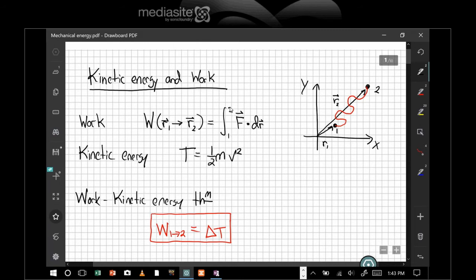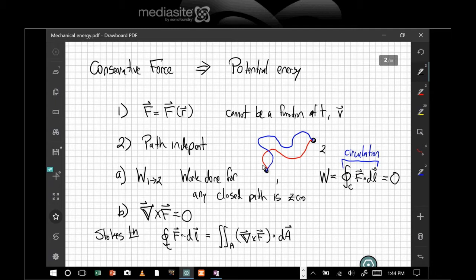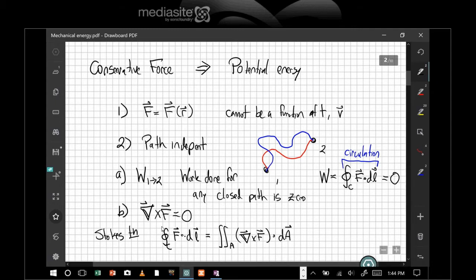Kinetic energy is the energy associated with motion. And then the work-kinetic energy theorem says that the work done by any kind of force changes kinetic energy. We define a conservative force. A conservative force only depends on position, does not depend on time and velocity, and it's path independent, meaning the work done from one point to the other is independent of the path I choose. That also implies that if I take a closed path, the total work is equal to 0, and that relationship gives us a nice way to calculate a conservative force using Stokes' theorem, or more specifically that the curl of the conservative force is equal to 0.